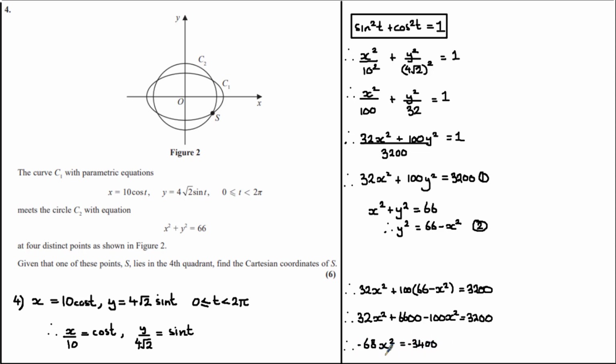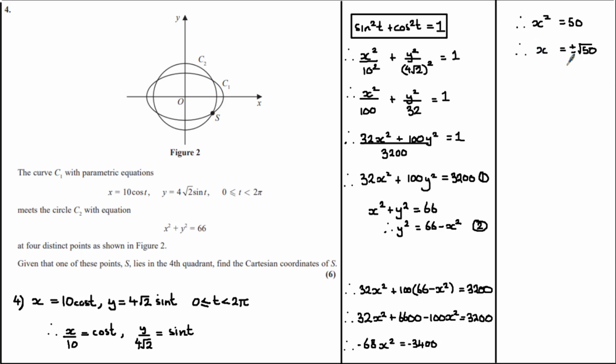Now if we divide both sides of the equation by negative 68, we get that x squared is equal to 50. Now we're almost there. To find x, we simply need to take the square root of both sides, giving us that x is equal to plus or minus the square root of 50. I can't stress enough how important it is never to forget that whenever you square root a term, it's always a positive and negative, and then you assess which value you're taking, whether it's one or the other or both.